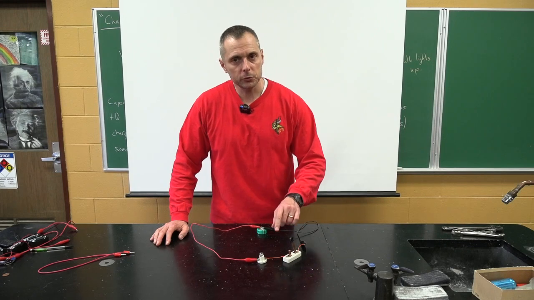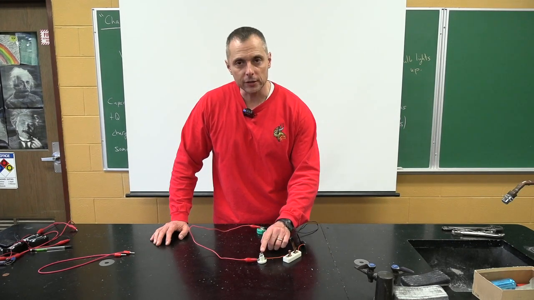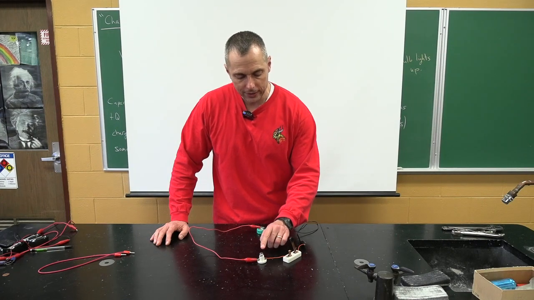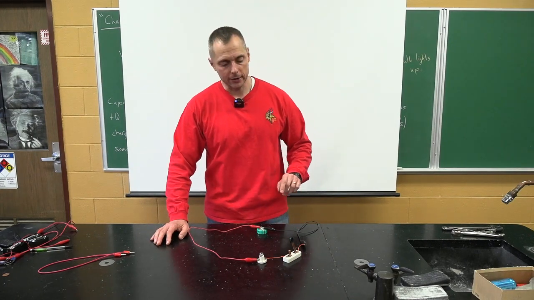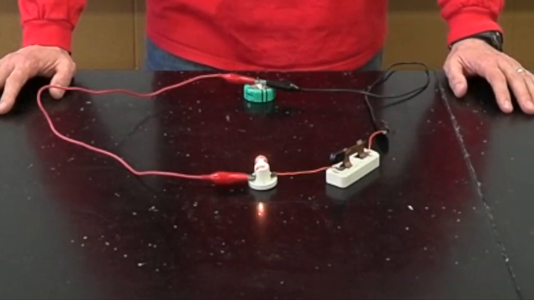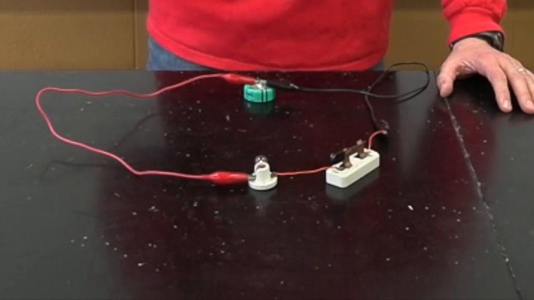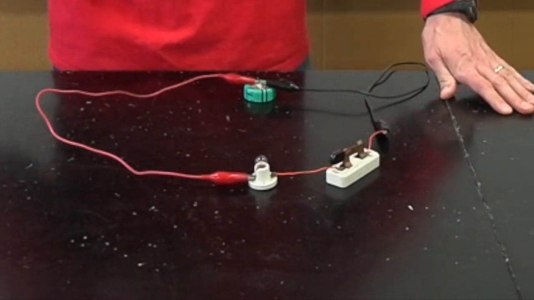I'm going to flip the switch down, and what we're going to see is that this is going to discharge, and initially the bulb will be as bright as when the batteries ran it. But as time goes on, the brightness diminishes. As the capacitor discharges, unlike the batteries, the voltage is not maintained.